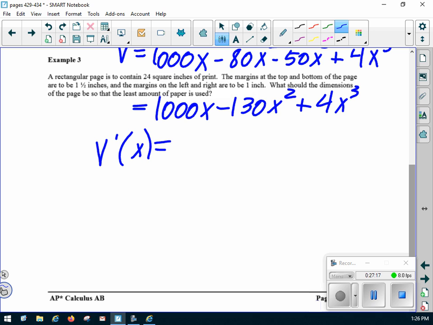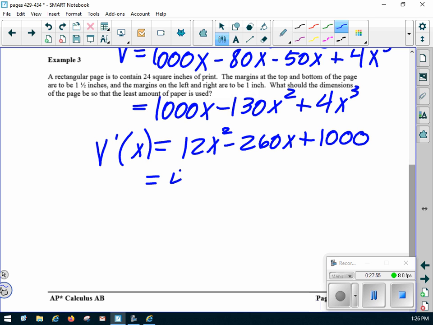V prime. Now here's the deal. I might not have made the best choice because if you did product rule, it might be easier to find your zeros. But I'm going to go with what I got. 4 will go into all those. Will anything bigger than 4? 12? No. Yeah, 4. So 3x squared minus 65x plus 250.